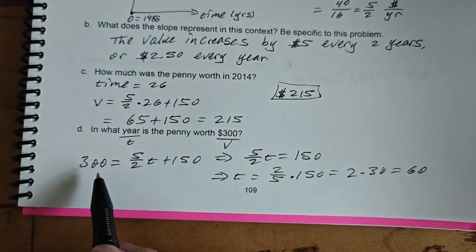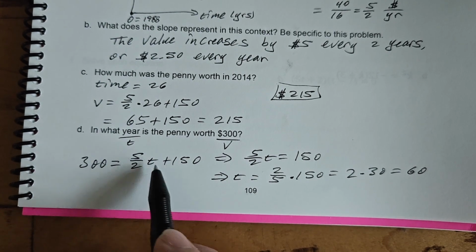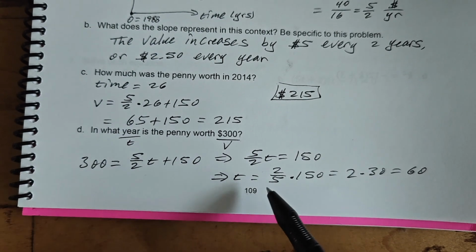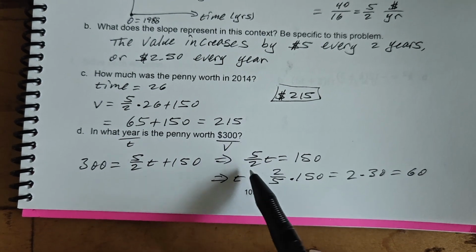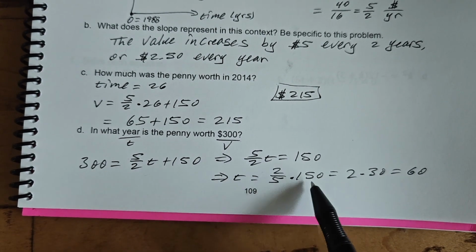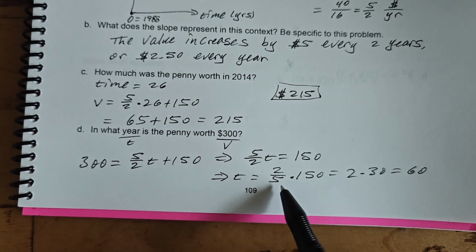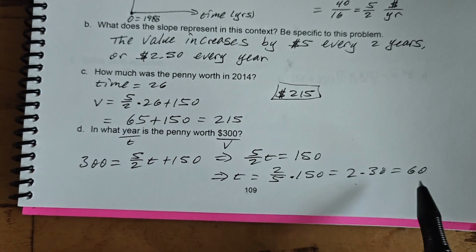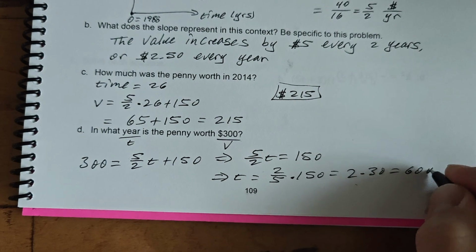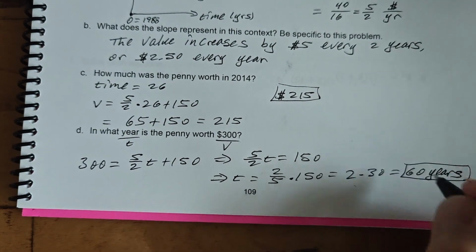So I subtracted 150 over to the other side to get 5 halves t is equal to 150. Then I multiplied by the reciprocal of 5 halves, which is 2/5, to get t equals 2/5 times 150. 150 divided by 5 is 30. 2 times 30 is 60. So 60 years. That's your answer.